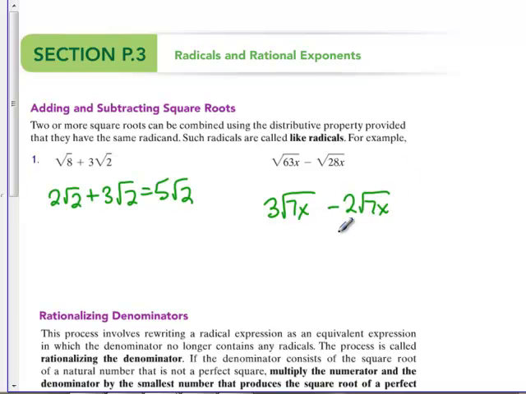So now we've got the 3 square root of 7x minus 2 square root of 7x, which is going to leave us with, right, 1 square root of 7x that we're just going to write square root 7x. Same idea as whenever we have 1x, we just write x. Same's true here. Instead of writing 1 square root of 7x, we're just going to write square root of 7x.